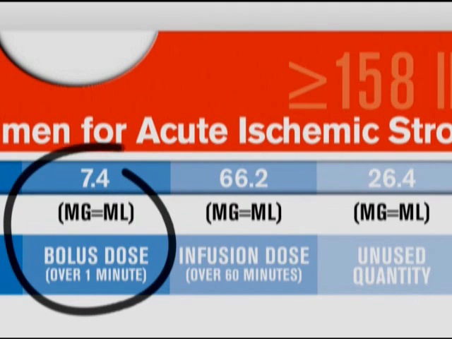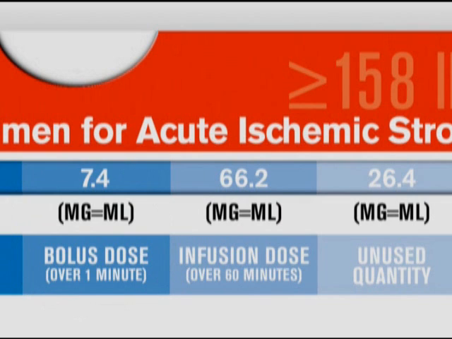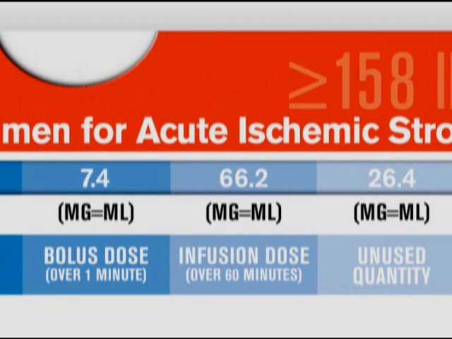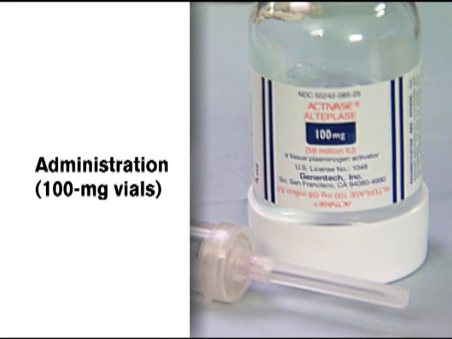The bolus dose is 10% of the total Activase dose, or 7.4 milliliters for a patient weighing 180 pounds. The infusion dose for a patient weighing 180 pounds is 66.2 milliliters. This is 90% of the total dose. It is also the amount of solution remaining in the 100 milliliter vial after removal of the excess solution and bolus dose.